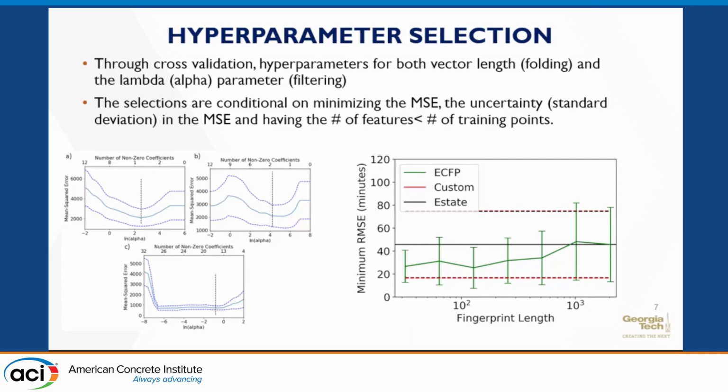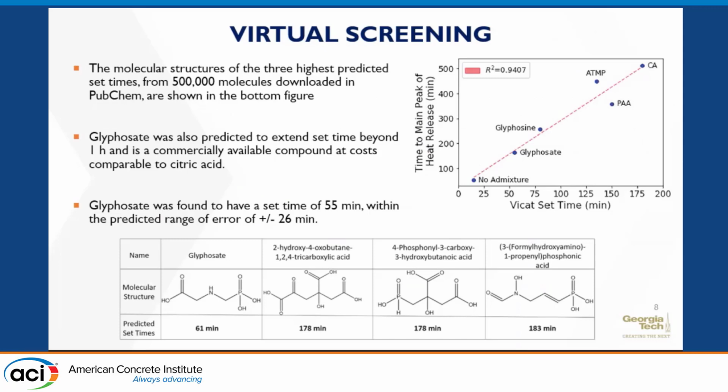In our case, we had to optimize. We used a technique called lasso, so you have to optimize two hyperparameters. One comes from the lasso technique itself, the alpha parameter. The second one is the vector length, in other words, the fingerprint length. You see that in the bottom right figure. On the x-axis, we have the fingerprint length, and on the y-axis, we have the minimum root mean squared error. We looked at how different fingerprint lengths impact the error and the fitting, and with this analysis, we optimized the fingerprint length for our model, and then we used the model in our virtual screening.